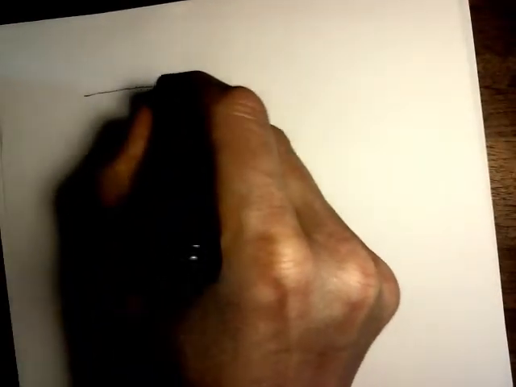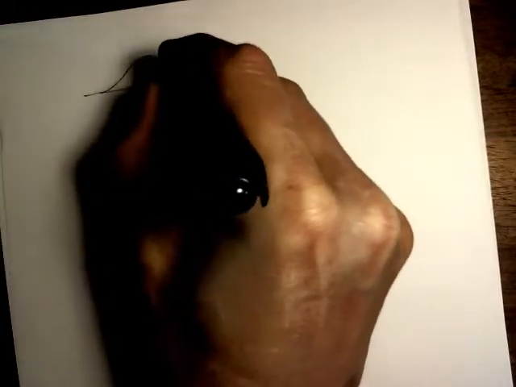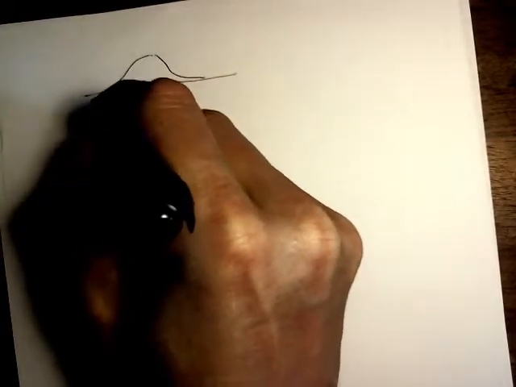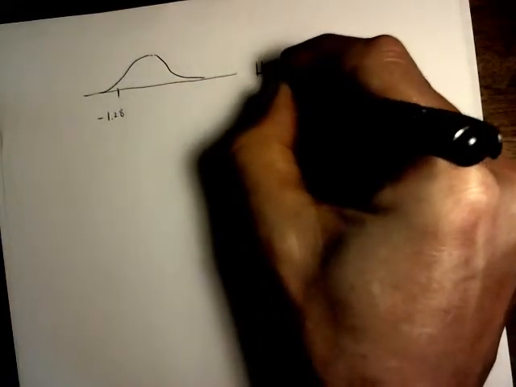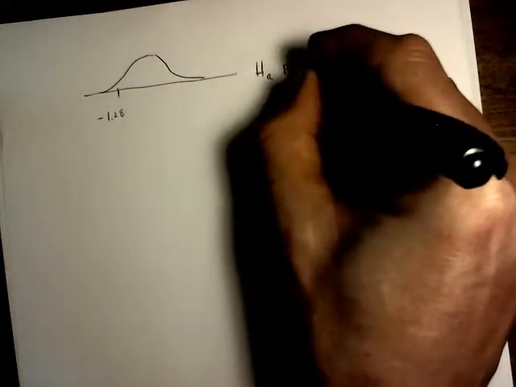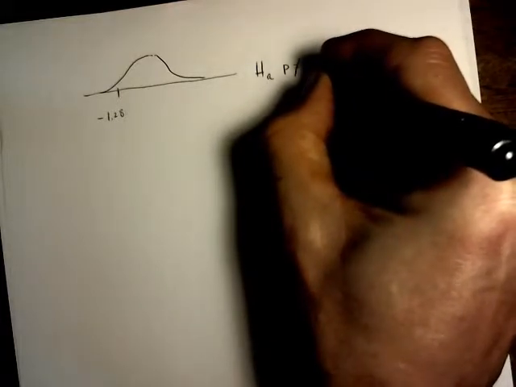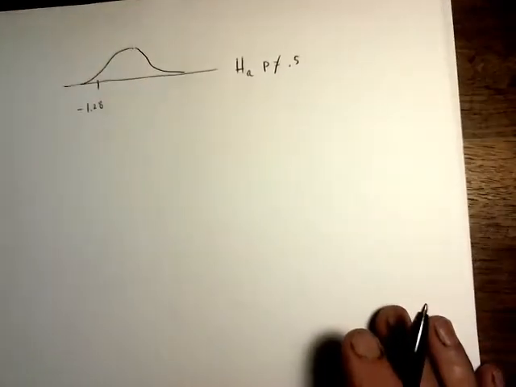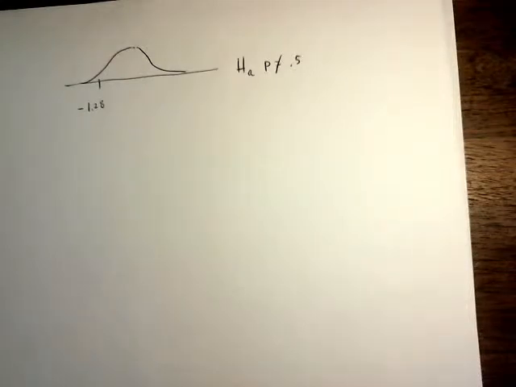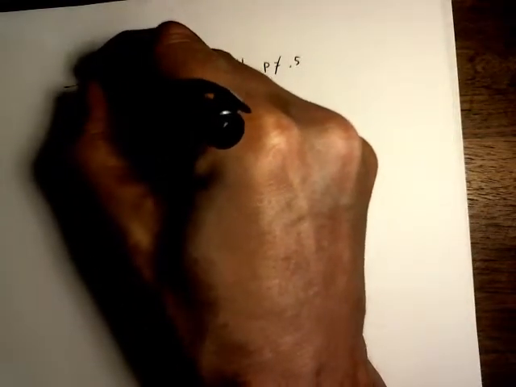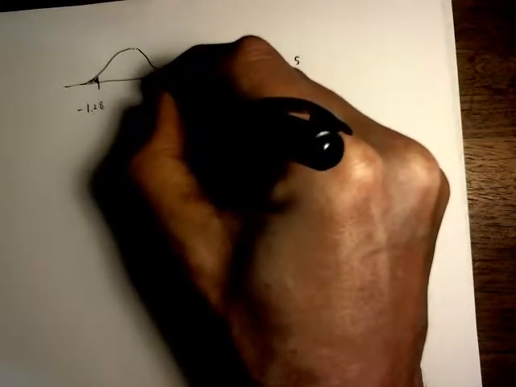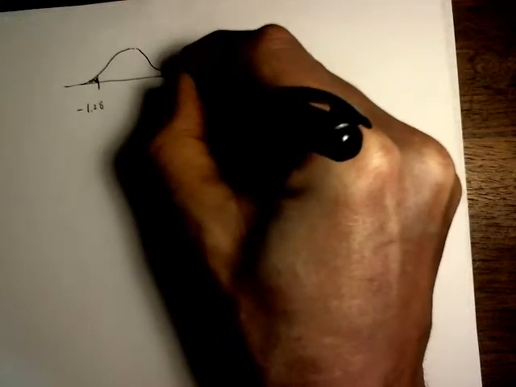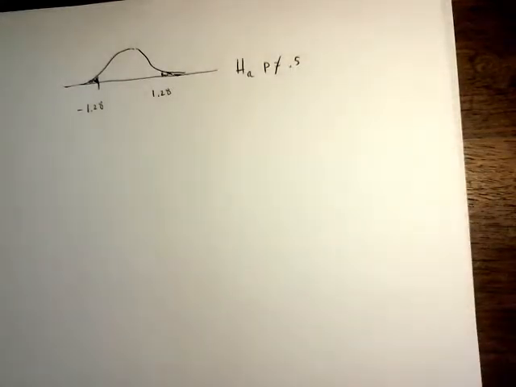Now we want to know how unusual that is. How unusual is it for something to have a z-score of negative 1.28? And this, if you remember, was a two-tailed test. We were looking at that as our alternative hypothesis. So we're not only interested in this, but it would be just as weird to have a z-score of positive 1.28. In other words, if we ended up with more than 50% of our coins as heads.